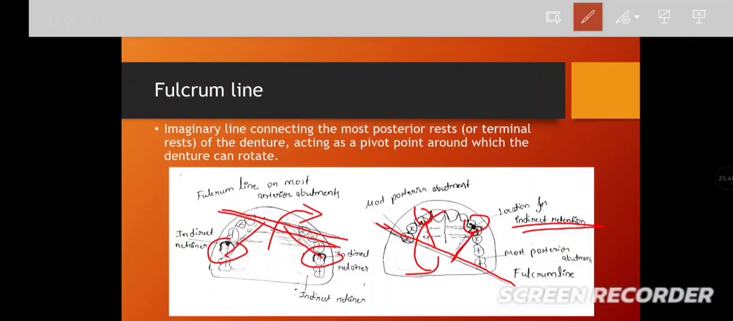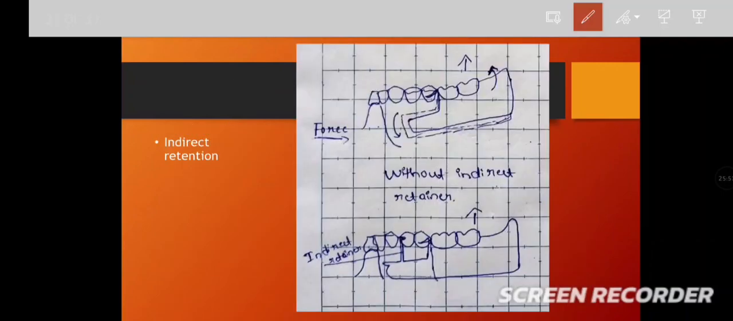Now let us understand the concept of indirect retention. In the first picture you can see when there is application of force, there is a displacement of the prosthesis away from the tissue. So when we place the indirect retention, there will be no movement of the prosthesis on application of force. Hence, indirect retention is important in a prosthesis.